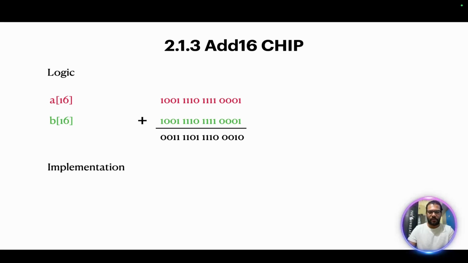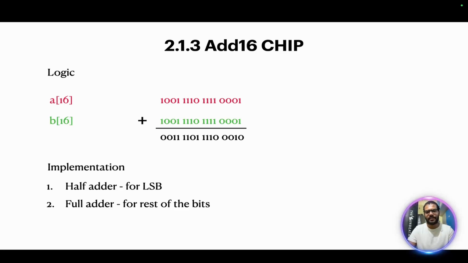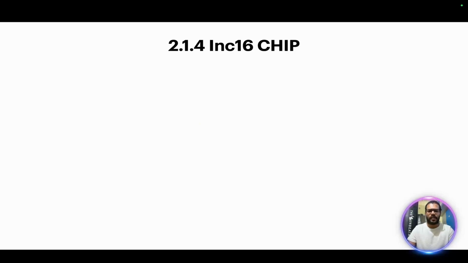Now looking at the implementation, step 1 would be to use a half adder for the least significant bits and use full adders for the rest of the bits, and ignore if there is any overflow. Let's look at the next step, which is increment 16. What is increment 16? The logic.